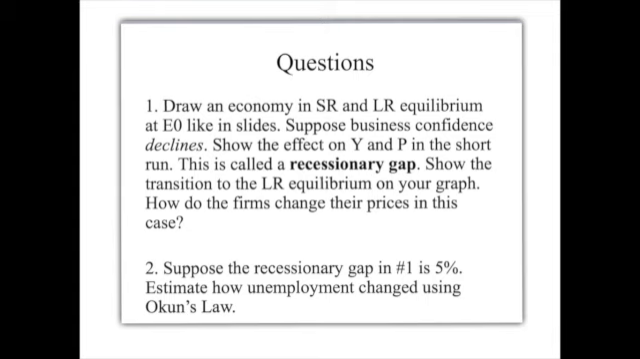The questions for this short video ask you to repeat the process, but for a negative aggregate demand shock. So suppose business confidence declines, investment declines, you're going to shift the aggregate demand curve and see how Y and P are affected in the short run. We call this a recessionary gap. It will be very clear why on your graph. And then I want you to show us how you transition to the long run from that point.